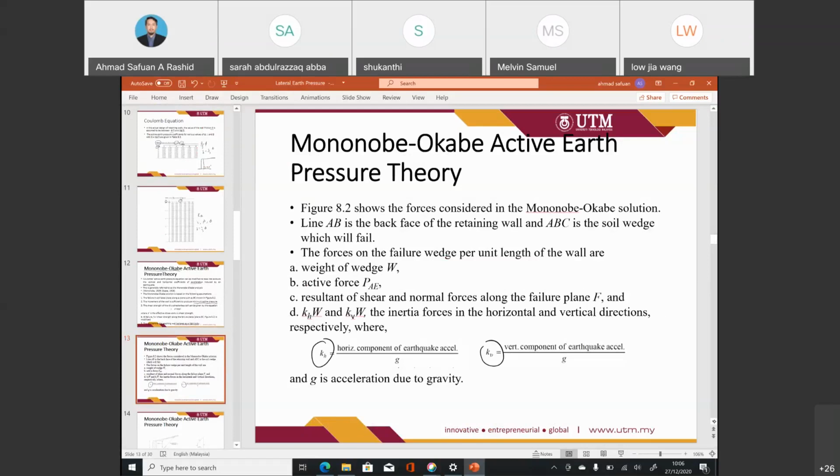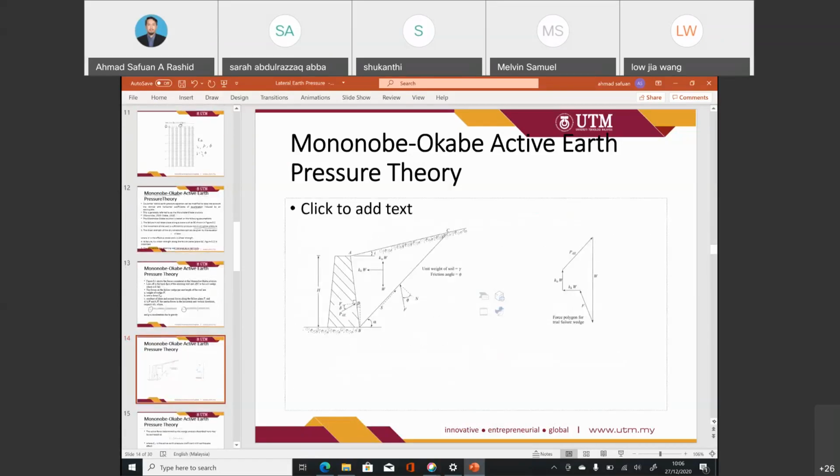After introducing the KH and KV, there will be a slight difference in terms of the force polygon. For example, for a normal Coulomb approach, the force polygon will be like this one: P, W, F. When they introduce KH and KV, they will include these notations on the force polygon, by introducing the new KV times W and KH times W, to represent the action of accelerations.